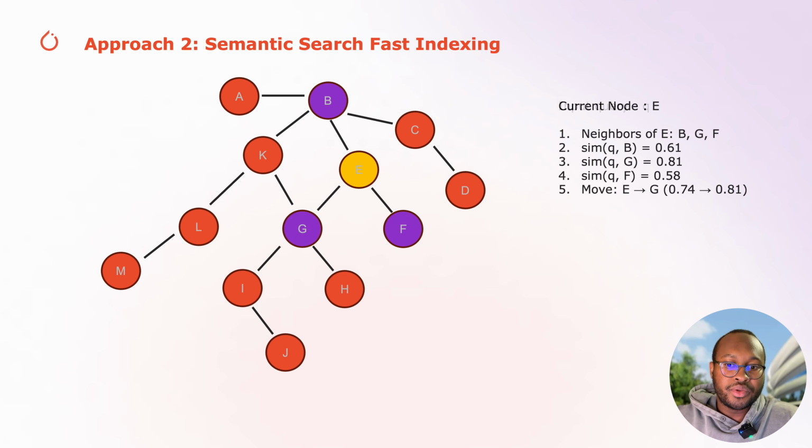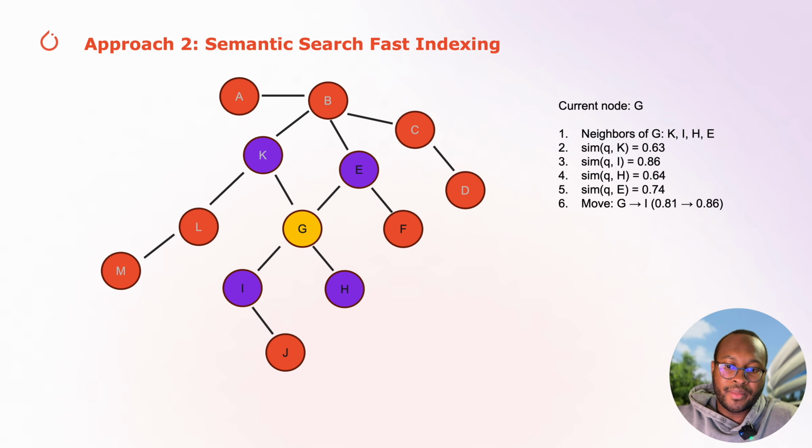What you can do is check the neighbors of E and compute the similarity between our input Q and all of the neighbors, and go to the neighbor that has the maximum similarity. So the similarity of Q and B is this, 0.61. For G it is this, for F it is this. In this case I go to G because it has the maximum similarity.